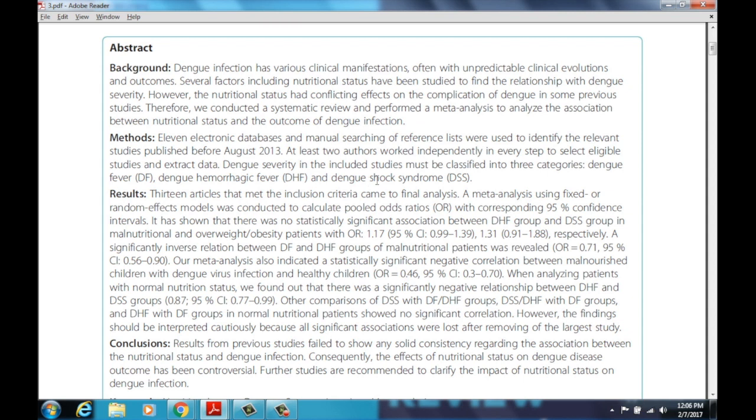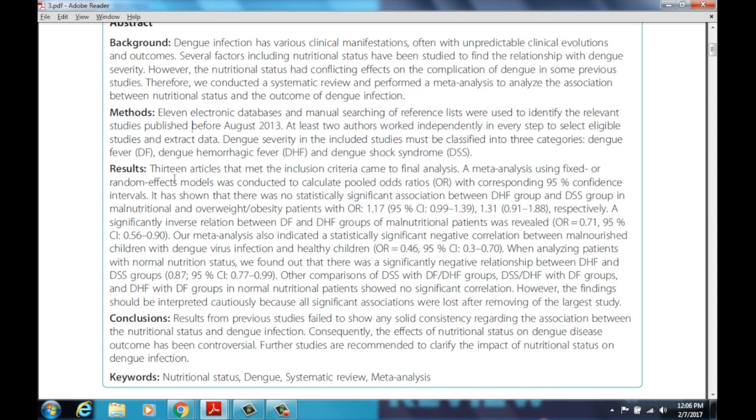But they discuss their method. They're also saying that two authors worked independently. So again, they're being very transparent. And again, their criteria: the included studies must be classified into three categories, dengue fever, as you can see. So based on the criteria and their methods, they came up with 13 articles that met the inclusion criteria that they set before creating the review. Now you can see there's a lot more quantitative data here coming from the results or the effects of the treatment given.